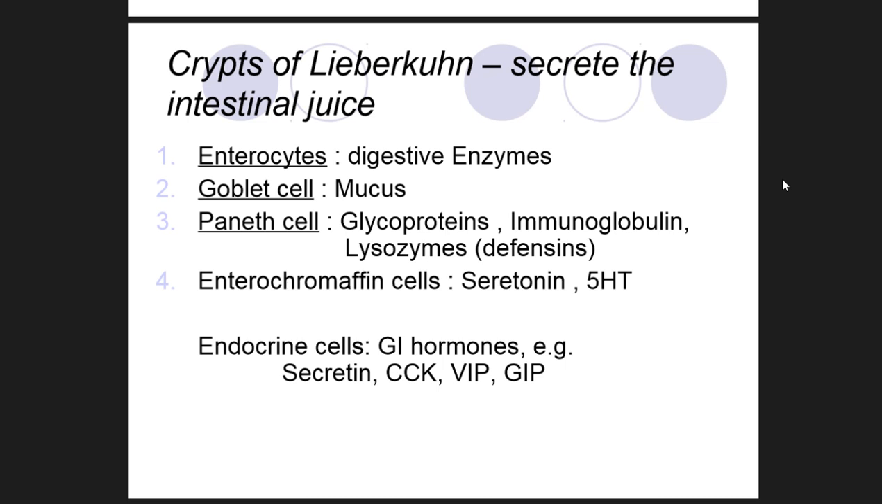So enterocytes, the intestinal hormones along with the juice, are responsible. Enterocytes are digestive cells, liberated from the goblet cells, which are secreting purely mucus. Paneth cells secrete glycoproteins, immunoglobulins, lysozyme.